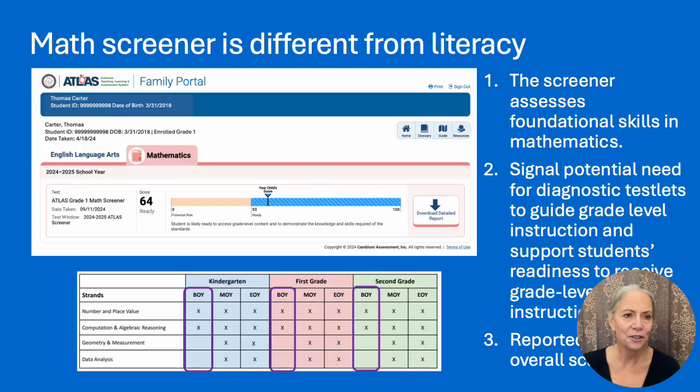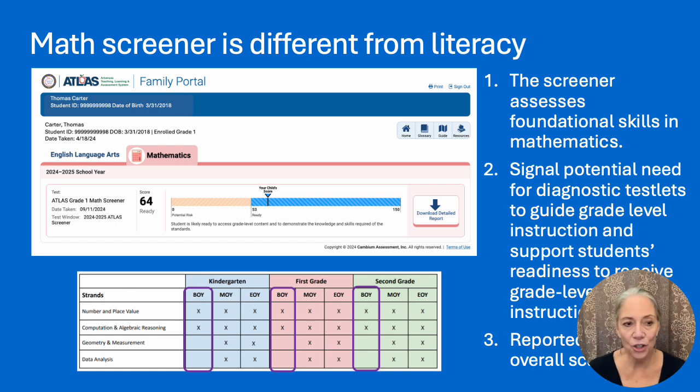I mentioned earlier that the math screener gives you some foundational skills, and those foundational skills can signal the potential need, but the diagnostic testlets actually help the teachers go deeper to really support students' readiness to receive grade level instruction. What I wanted to do is show you what those reporting categories are. You don't get scores in them, but it's important to know that these screeners are looking at number and place value, computation, which is addition, subtraction, and algebraic reasoning, geometry and measurement, and data analysis.